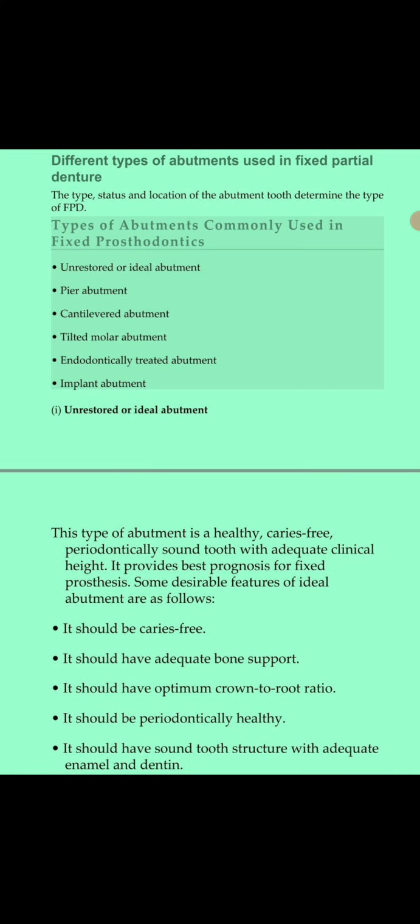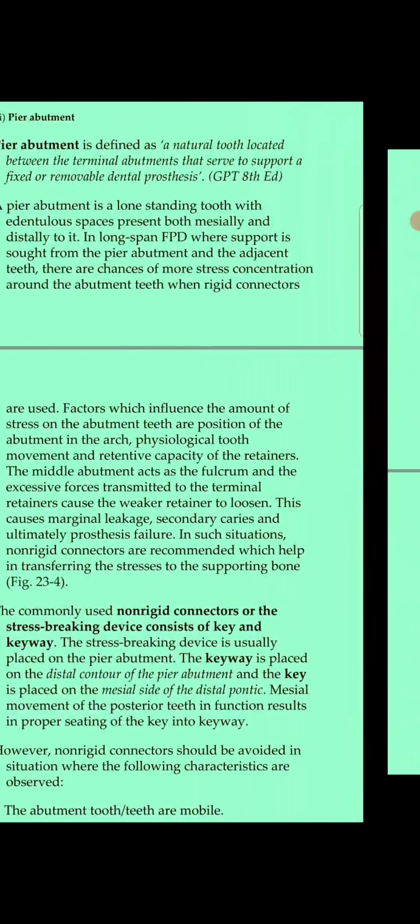Now come to the detail. First is the unrestored or ideal abutment. This type of abutment is a healthy, caries-free, periodontally sound tooth with adequate clinical height. It provides the best prognosis for the prosthesis. Some desirable features of an ideal abutment are as follows: it should be caries-free, it should have adequate bone support, it should have an optimum crown to root ratio, it should be periodontally healthy, and it should have sound tooth structure with adequate enamel and dentin.